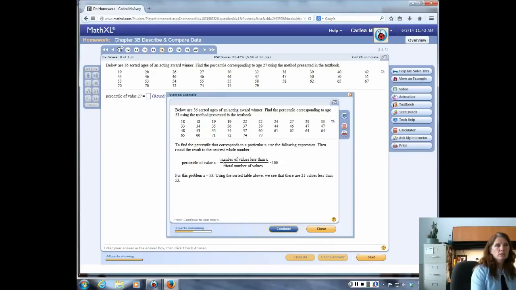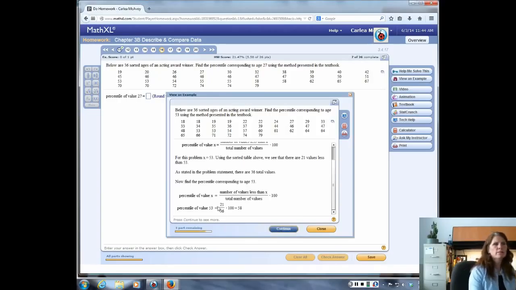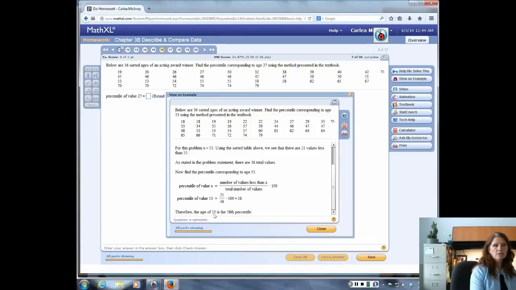So you're going to see we have 21 values less than that divided by 36 total values times 100. 21 divided by 36 times 100 gives you 58. So the age of 53 is in the 58th percentile.